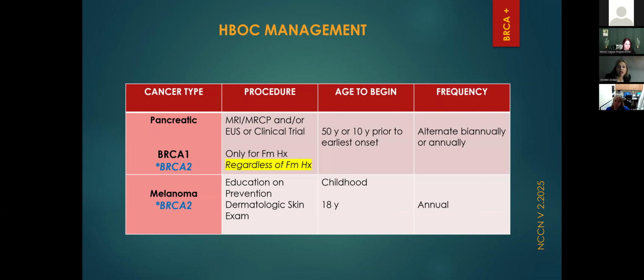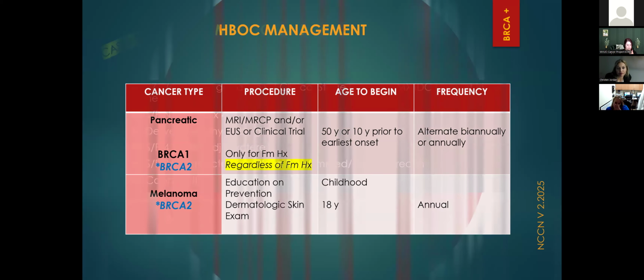For melanoma, you want to educate on signs and symptoms, the ABCDEs. You want to talk about preventative strategies. I'm not going to get into it; we all know them. You want to offer them a dermatologic exam with a skilled dermatologist at least once a year, starting at the age of 18.